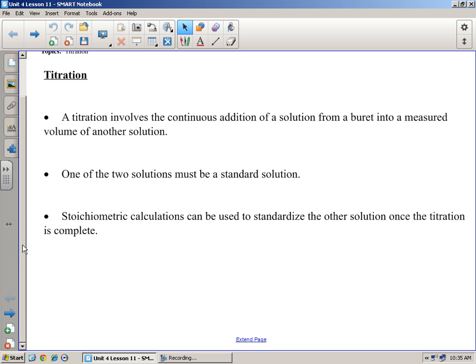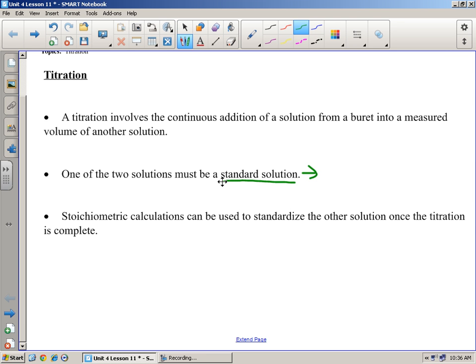So we're going to look at titrations today. Titrations is basically just solution stoichiometry, and it involves the continuous addition of solution from what we call a burette, and I'll show you all this stuff as we go through it. I'll refer back to these terms as we go, into a measured volume of another solution. One of the two solutions must be a standard solution.